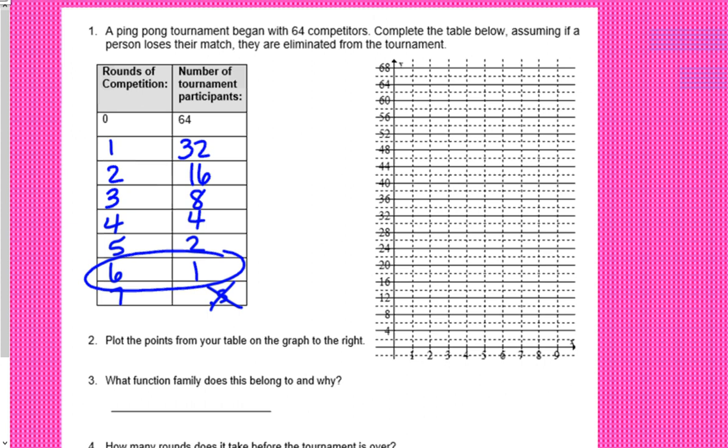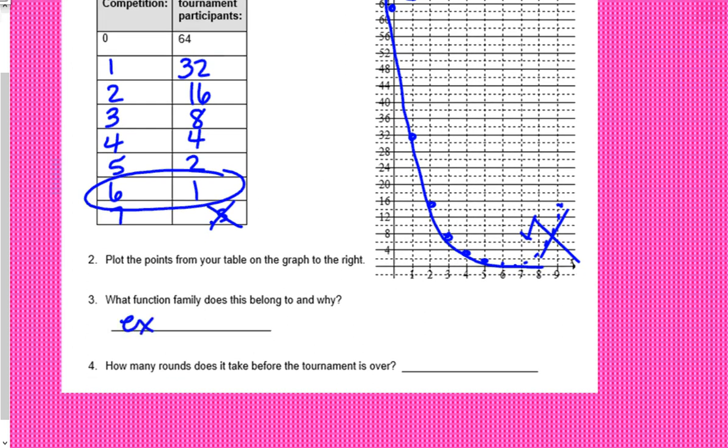So let's put these points from the table on our graph. 0, 64, 1, 32. As usual, my board is a little off. Okay, and you can see, again, the curved points that is really steep at one point and a little bit flat at the other point, right? Now, if this was quadratic, it would curve right back up this way, but it didn't, right? It just stopped at 6. So, just what function family does this belong to? It's exponential. And it says how many rounds does it take before the tournament's over? 6 rounds. Because the 7th round would mean there's only one person to play.